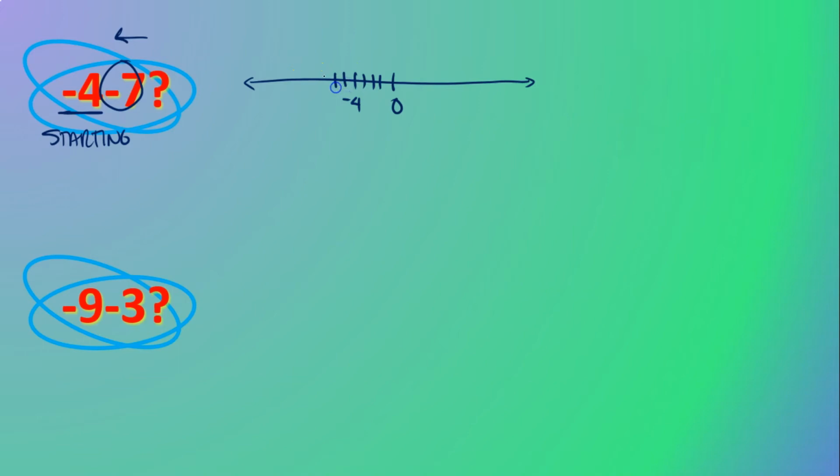So we're going to move 7 spaces. So 1, 2, 3, 4, 5, 6, 7. And we can just complete the spaces. So minus 5, minus 6, minus 7, minus 8, minus 9, minus 10, minus 11. Because we're left with minus 11 whenever we move 7 spaces to the left, starting from minus 4, we know that minus 4 minus 7 is minus 11.